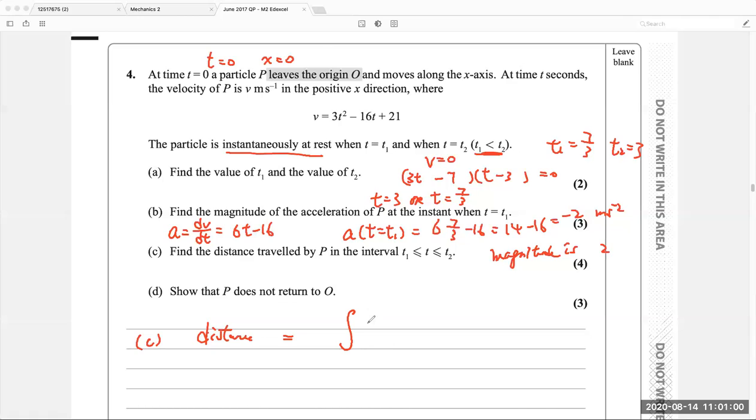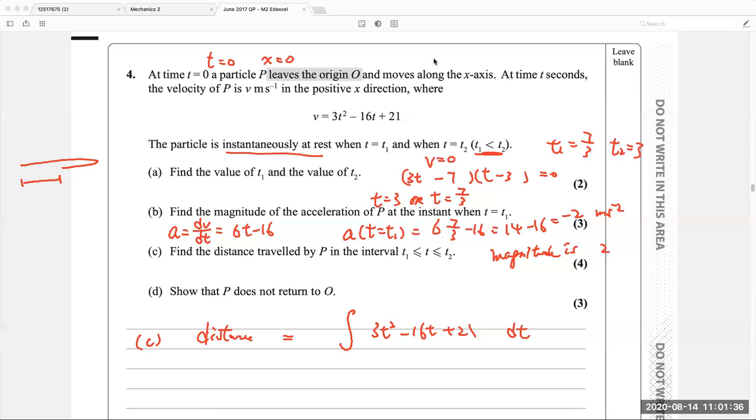You need to integrate the velocity with respect to time t. If you do it like this, then you lose some marks. If you still remember, the velocity can be negative or positive, but let's say the object is returning, okay? The object changes the direction of motion. If you integrate the velocity, what you get is the displacement.